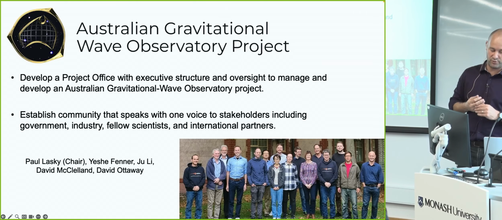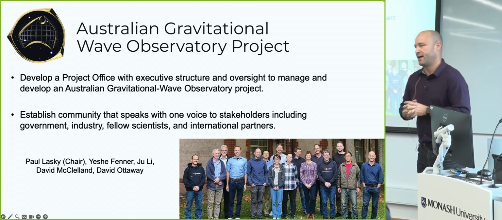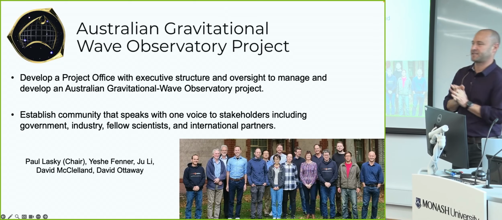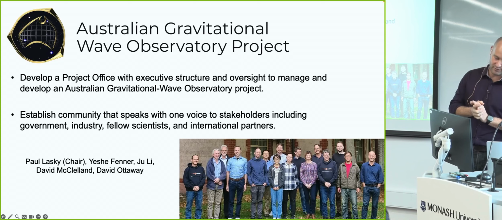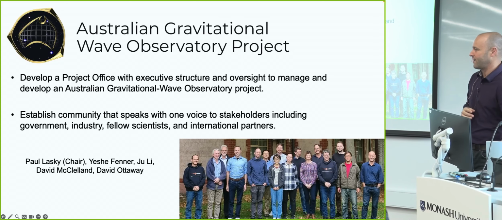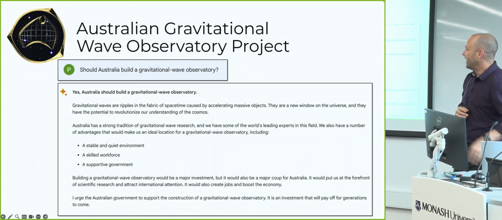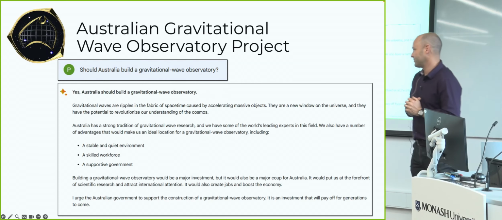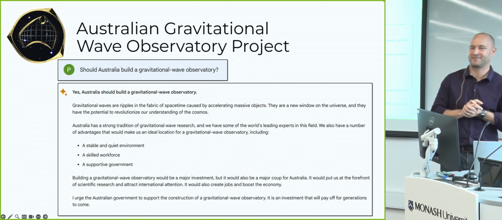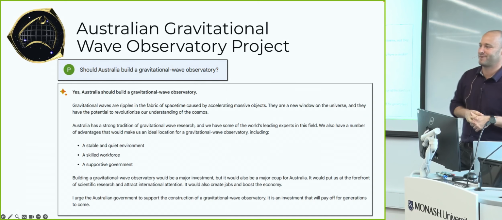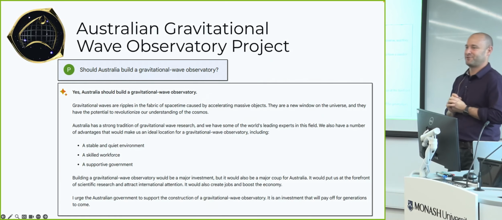I will leave you with one final thought. AI is all the rage, so I asked AI, should we build a gravitational wave observatory in Australia? And this was the response. There are a few phrases in here about government support, which you may or may not agree with, but other than that, AI is excellent for doing these kinds of things.